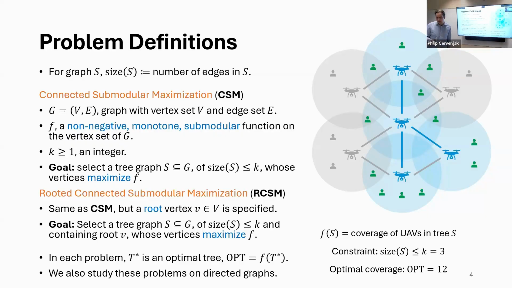But just to give a quick example of an instance of this problem. So this is sort of a real life application of this problem where you want to find a connected network of UAVs so that they form a communication network, and you want to maximize their coverage or possibly their throughput, or rather maximize the number of users that are covered. So the function actually denotes the coverage of those UAVs. The constraint, again, is that they're connected and their size is at most 3 in this case. And the optimal coverage I've shown here in this solution is 12.